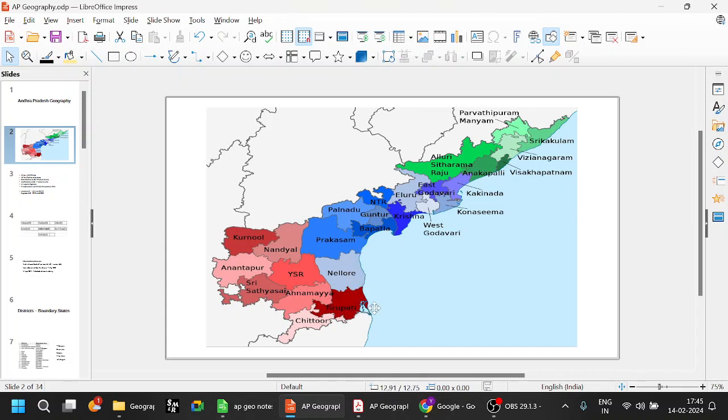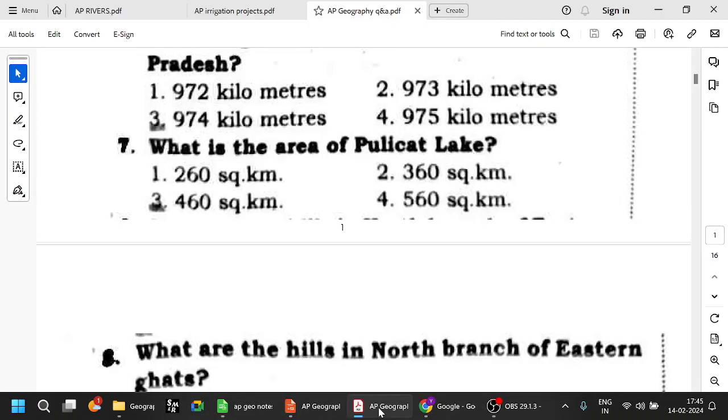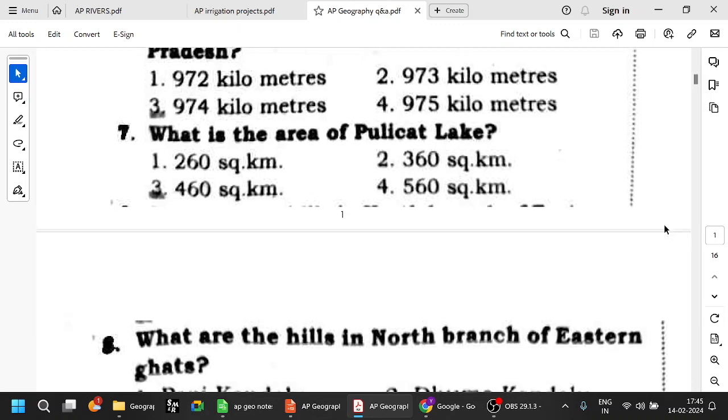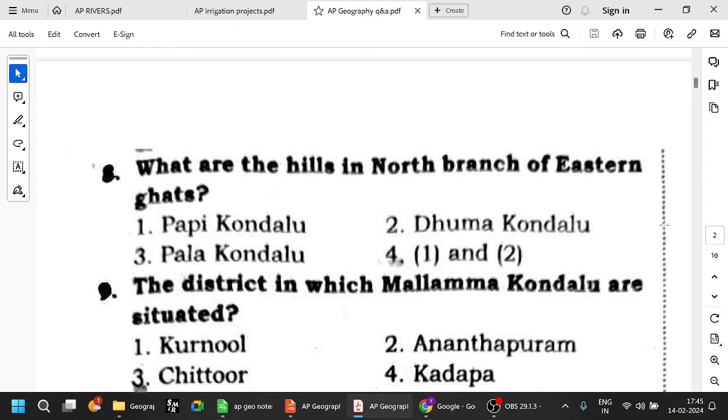Now it is Tirupati. So you have to keep in mind, because after the new districts have formed, there is a lot of change. For example, Horsley Hills used to be in Chittoor. Now they are in Annamaya district. So all these things you have to observe through the questions and try to remember.